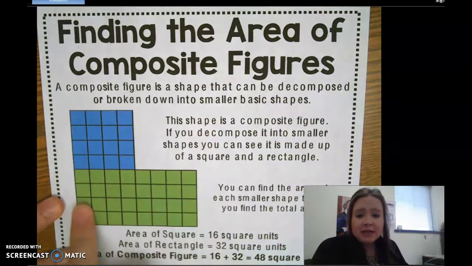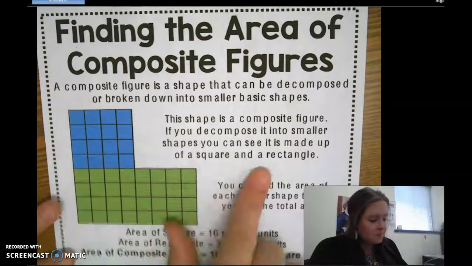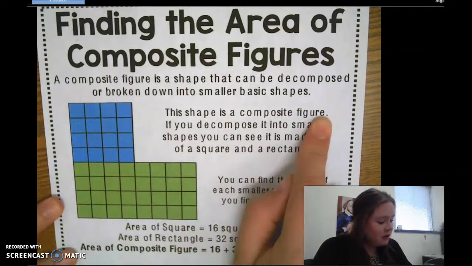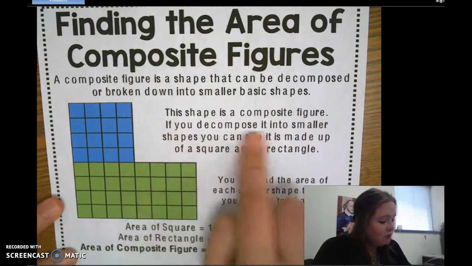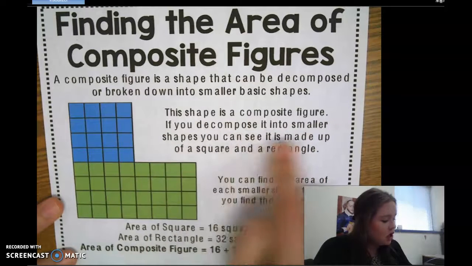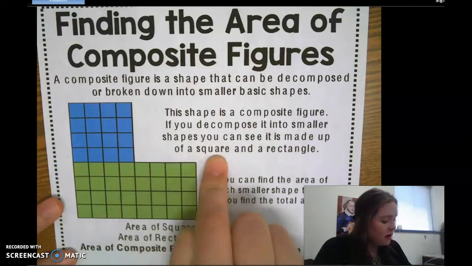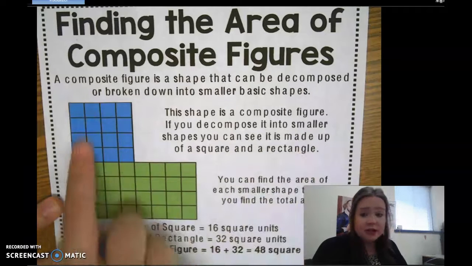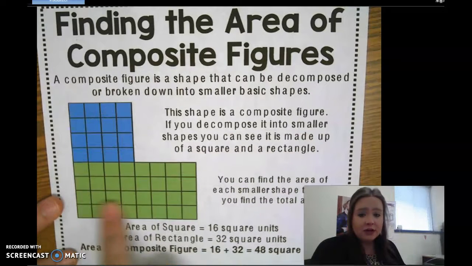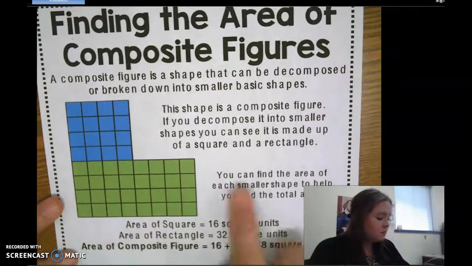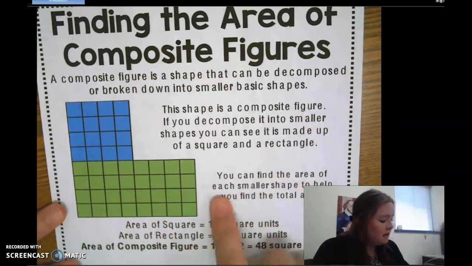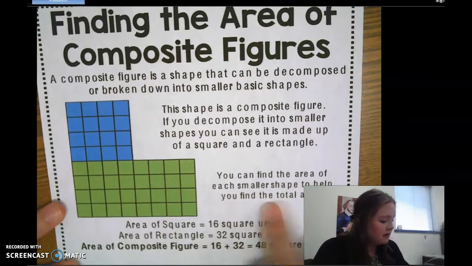So here you see a shape that looks like an L. This shape is a composite figure. If you decompose it into smaller shapes, you can see that it is made up of a square and a rectangle. So here's the square and here's the rectangle. You can find the area of each smaller shape to help you find the total area.